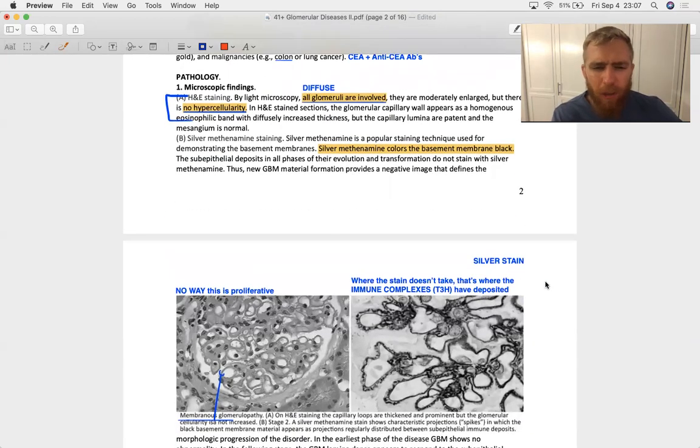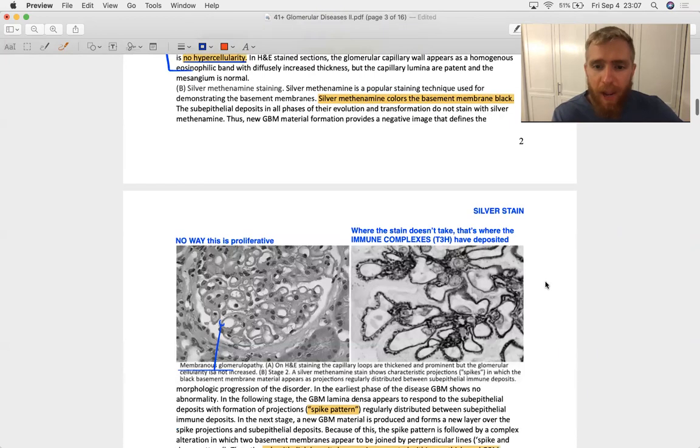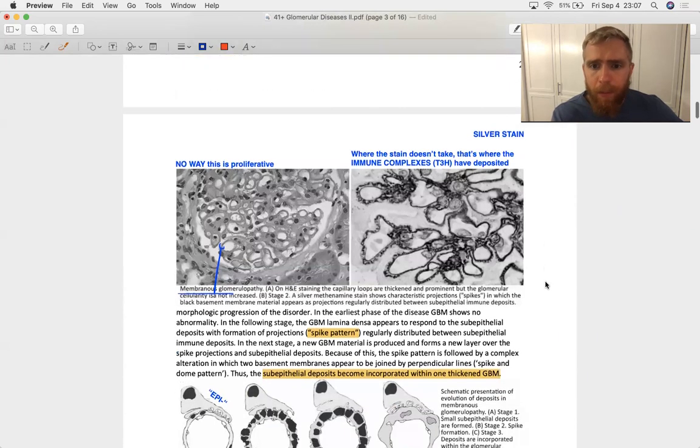So how do we really want to diagnose this? Light microscopy does the job most of the time, again, because it's not proliferative. The membranes are thick. We can stain with a silver stain, which is going to color the basement membrane black. And this is a good example on the right side of this page. Where you don't see the GBM taking the black stain is where immune complexes have deposited.